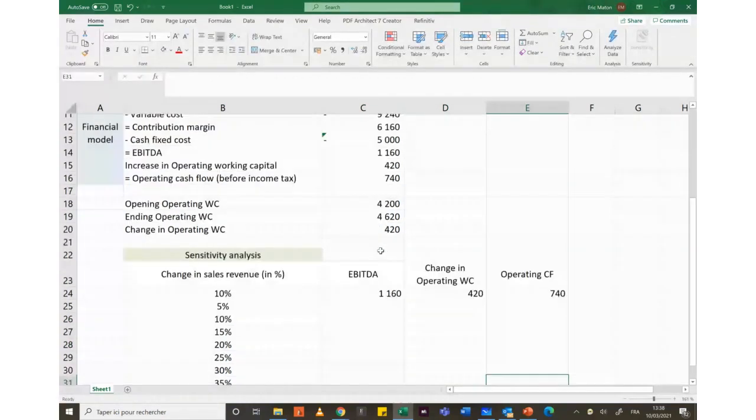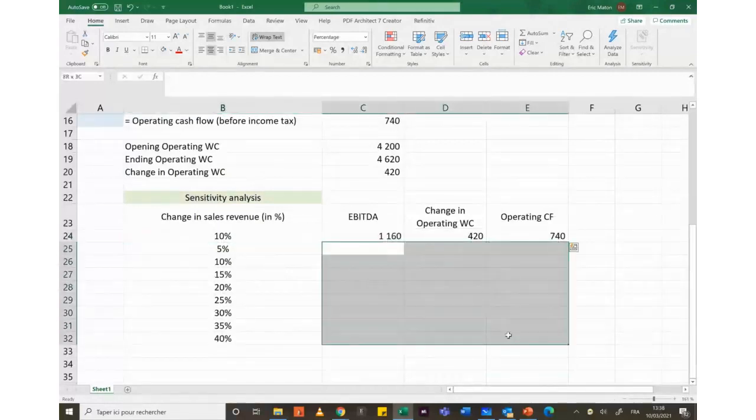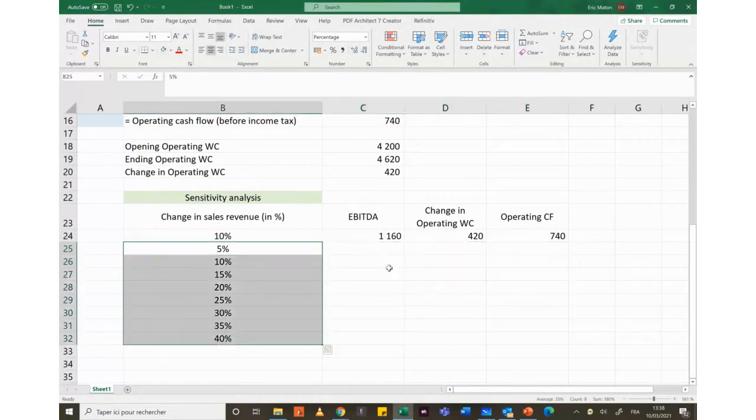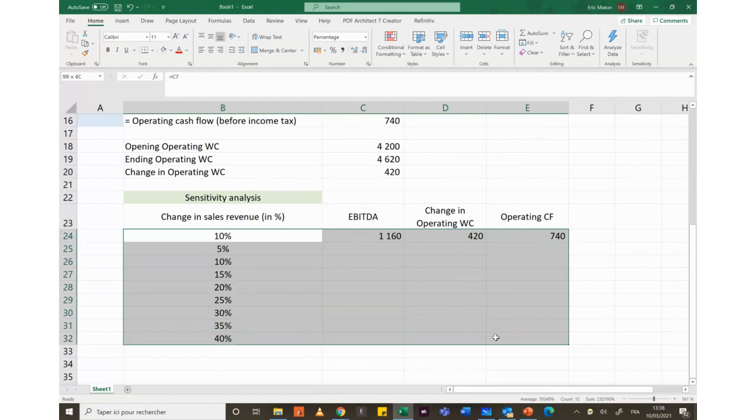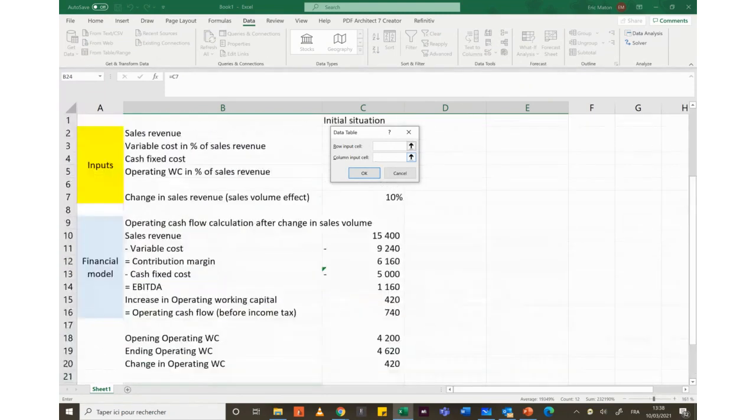I say this is where you can find the information. Give me the numbers for different values of the change in sales revenue. So I select all the cells with the data and the empty cells I want to complete. I go to Data, What-If Analysis, and Data Table. I say we have nothing in the row. On the line, I don't have an input. The input is only in the column, and it's the sales revenue. The cell I will have to change is this one, C7, and I want to change the 10% to 5%, 15%, 20%, and so on, and give me the values.